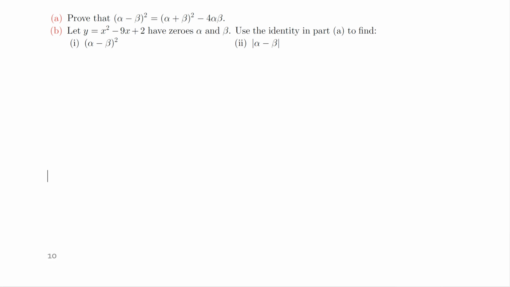Now, let's look at this one. The first part is a proof. So as per usual, we set this proof out by taking one side, usually the most complex looking one, and show that it equals the other side.